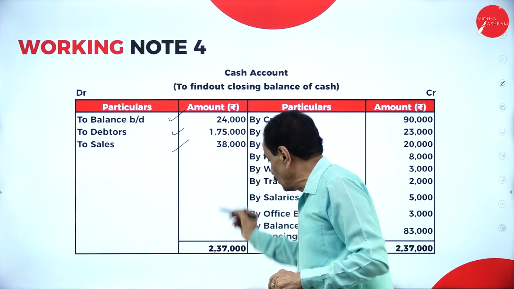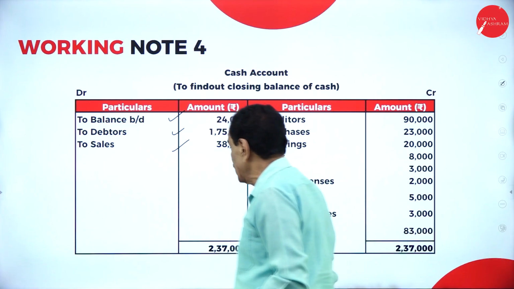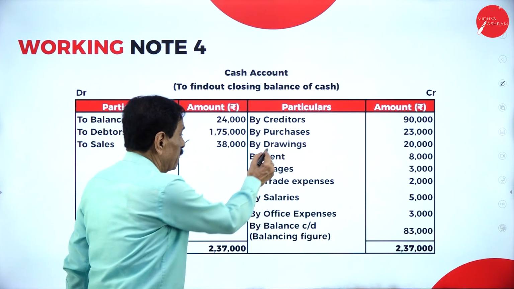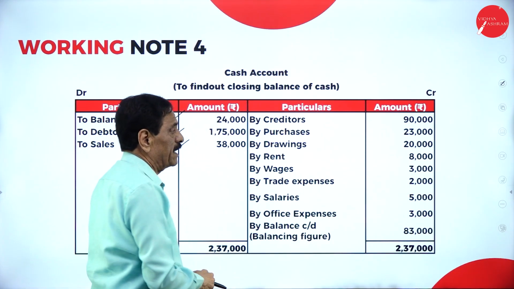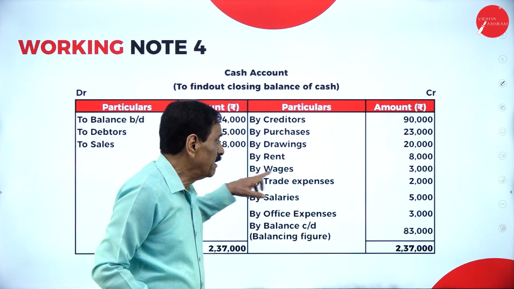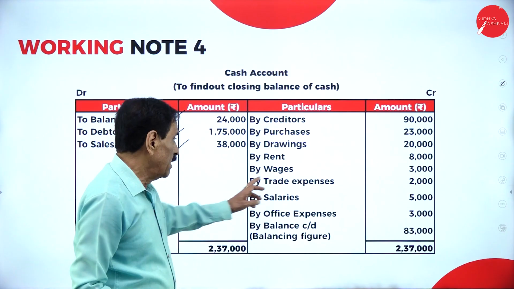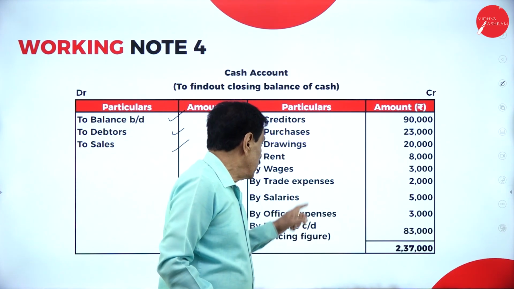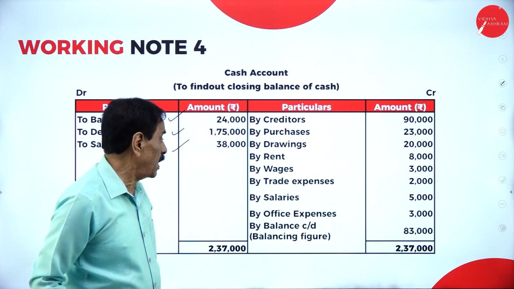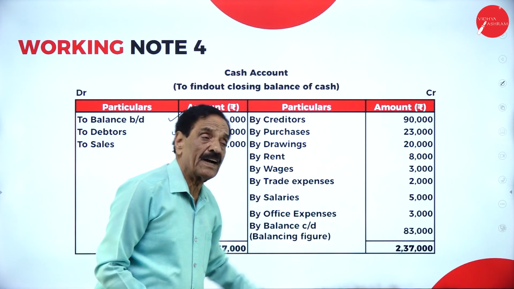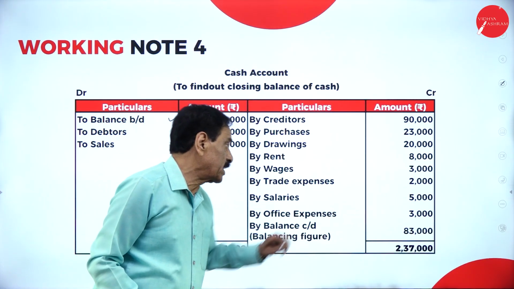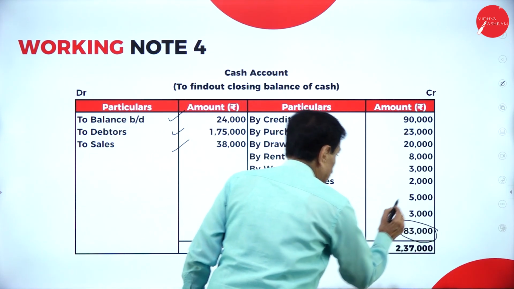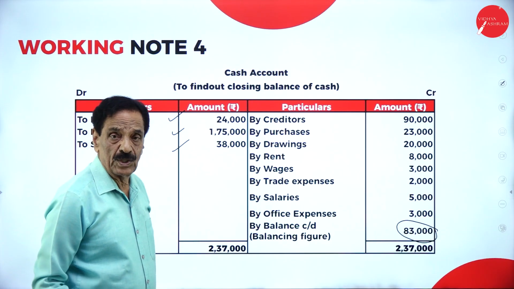So we receive totally how much? 2,37,000. Out of that, we pay the creditor 90,000. We pay the purchases, all in cash transaction, 23,000. We draw the money 20,000. We pay the rent 8,000. We pay the wages 3,000. We pay the trade expenses 2,000. We pay the salary of 5,000. We pay the office expense of 3,000. The balance figure left over is 83,000. That is the closing cash.